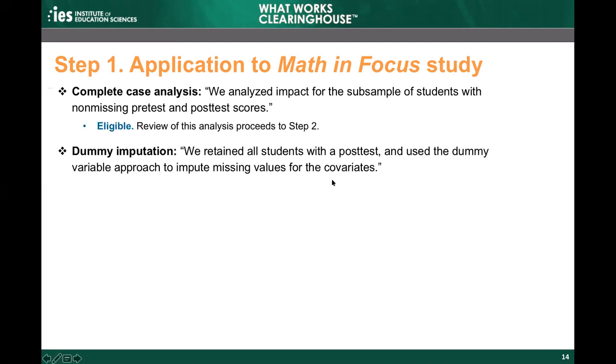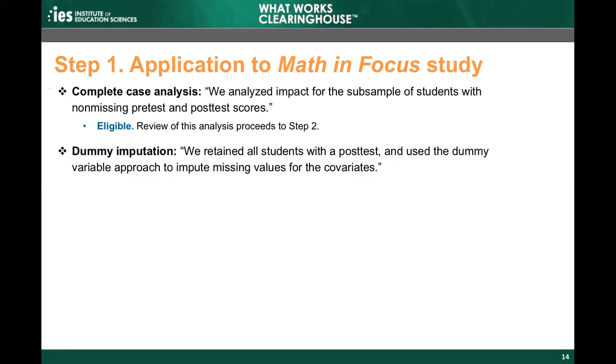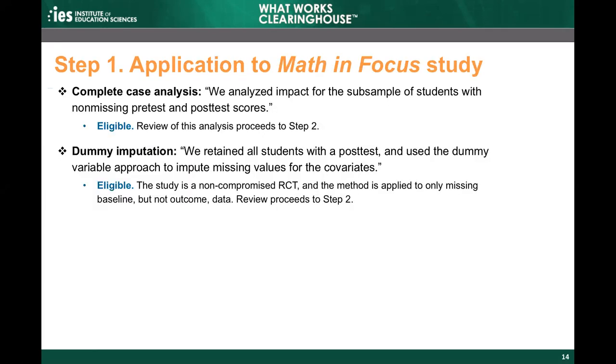The second approach described is dummy imputation. I'll give you a second to read that description. From that description, we can tell that they use dummy imputation to include participants with missing baseline data. So this is where the table can help you in making your decision. If we refer back to the table, we can go to the row for dummy imputation, and we can see that dummy imputation is acceptable for non-compromised RCTs and for missing baseline data. Since this study is a non-compromised RCT and the method is only applied to missing baseline data, the approach is acceptable and the review would proceed to step two.